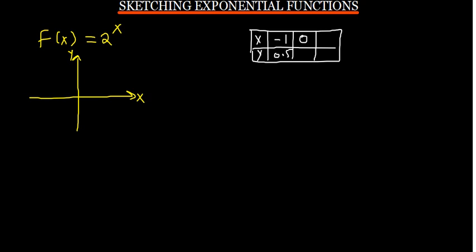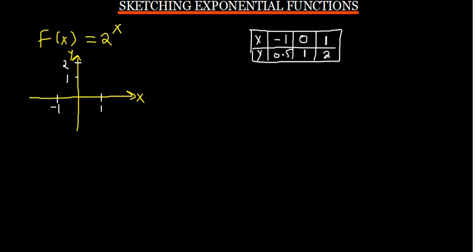And then let me put 0. We know any number to the power 0, the answer is 1, so that will be 1. Let me also put a 1. 2 to the power 1, the answer is 2. So we are saying if x is negative 1, 0, and positive 1, and then let's say this is a 2, this is a 1.